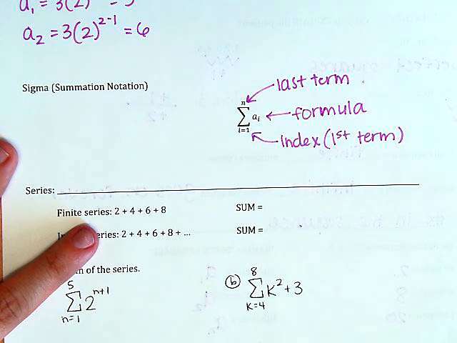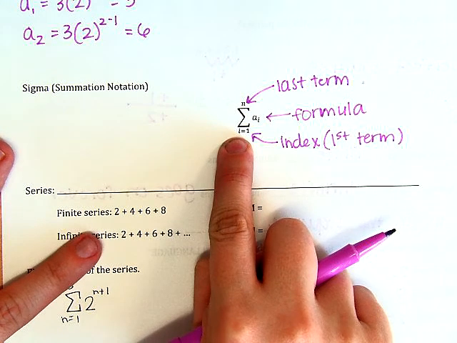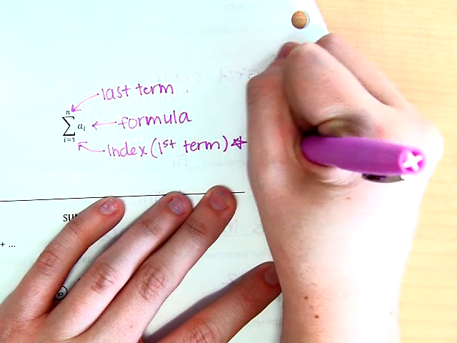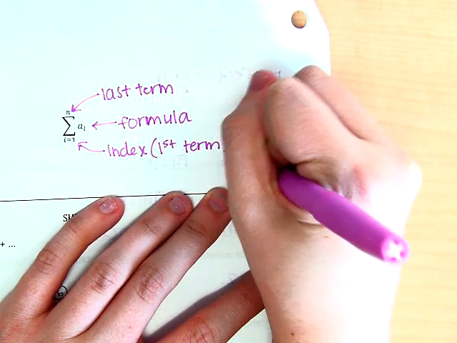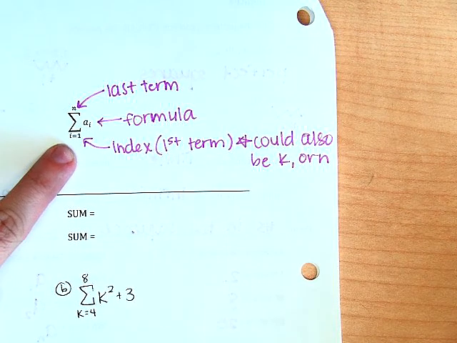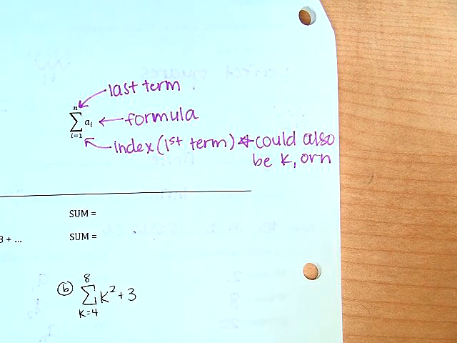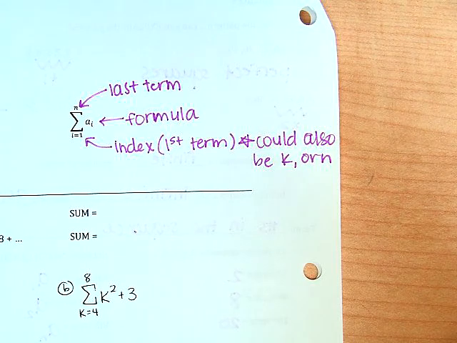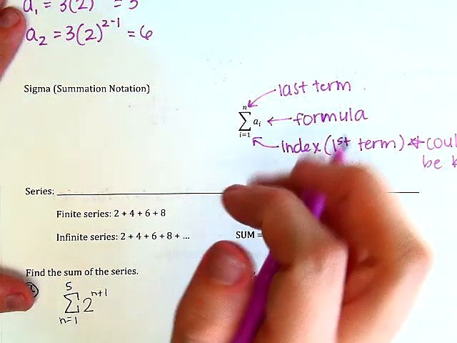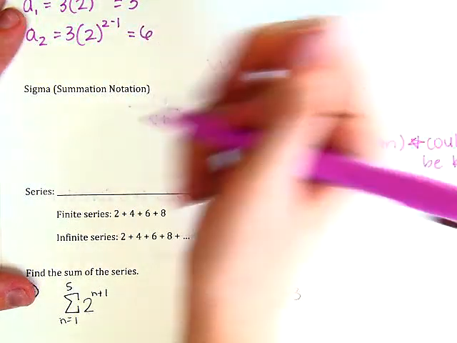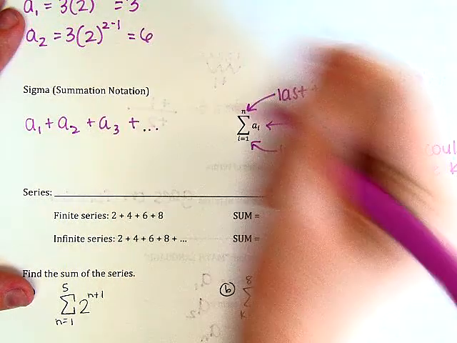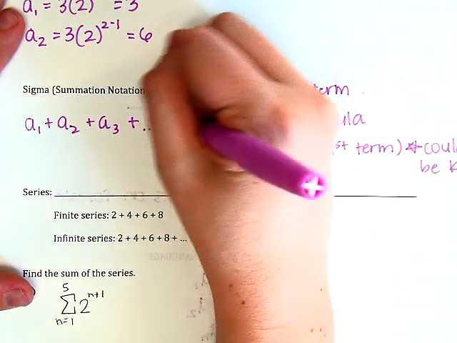That's my formula. Now, just so you know, we don't always use i down here. I'm going to put a little caveat here. It could also be k or n. For some reason, we use i, we use k, or we use n. I don't know why. Do not ask me. And all this means, this summation notation, this sigma, this big E looking thing, is that you're adding up terms. So I'm doing like a1 plus a2 plus a3 plus all the way up to my last term, which would be an.